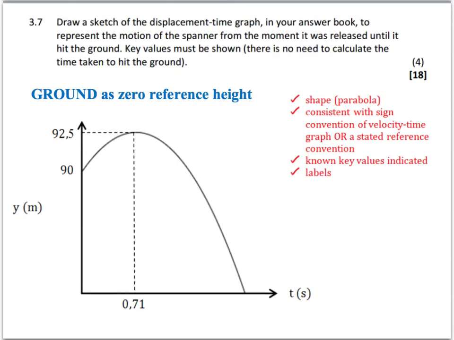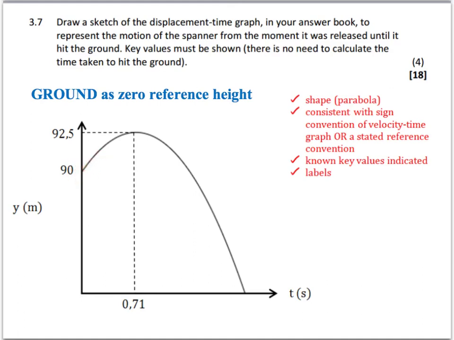With the displacement time graph that you were asked to draw in question 3.7, there were 2 options in terms of which you chose as your 0 reference height. And by that, we mean the height that you treat as h equals 0. In this particular case, we've chosen the ground as the 0 reference height, in which case you treat the ground as 0 and anything above the ground as a positive height. In this particular case then, using this reference, 90 meters is your initial height, and you can see that here in the graph. When t equals 0, the intercept with the y-axis is 90.